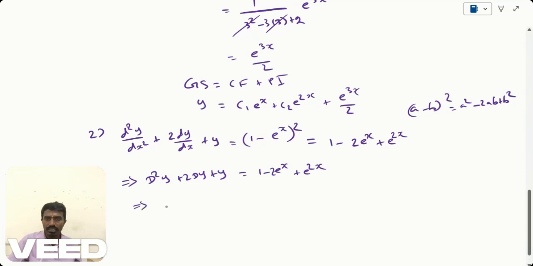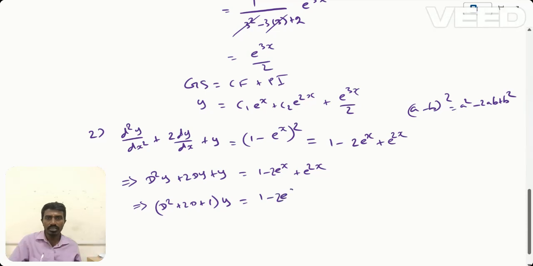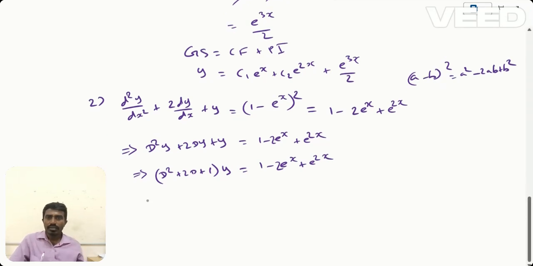Similarly, that is (D square plus 2D plus 1) of y equal to 1 minus 2e power x plus e power 2x. Now find CF. Before that, write the auxiliary equation. The auxiliary equation of this differential equation is m square plus 2m plus 1 equal to 0, which is nothing but (m plus 1) the whole square equal to 0. That means m equal to minus 1, minus 1.